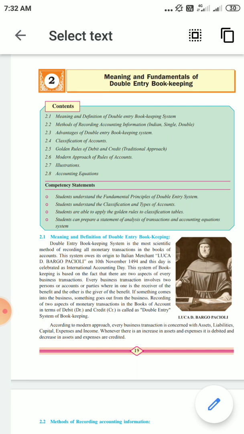Okay, so all over the world it was only the double entry system of accounting which is accepted. Okay, because and who invented this? Luca di Bargo Pacioli. So before I start, let me introduce what is there in this chapter.